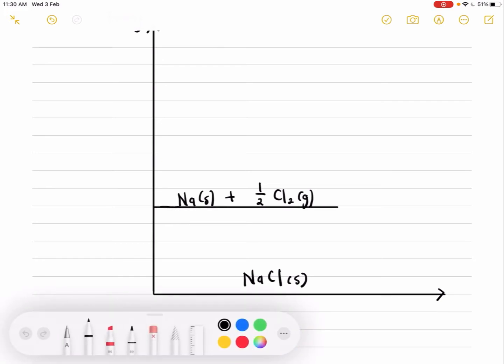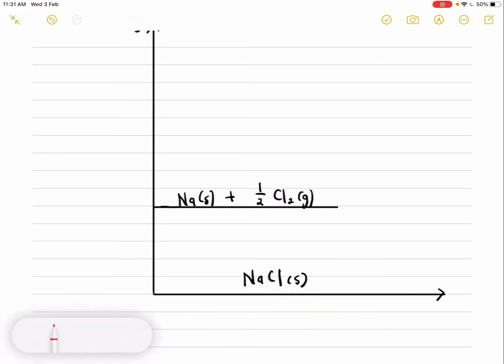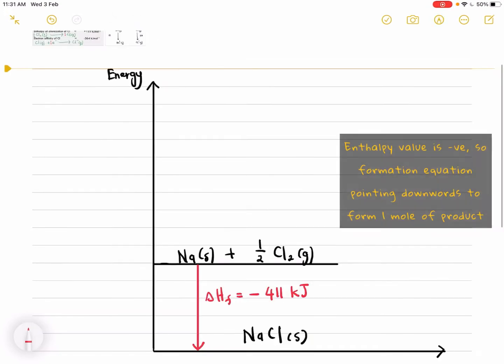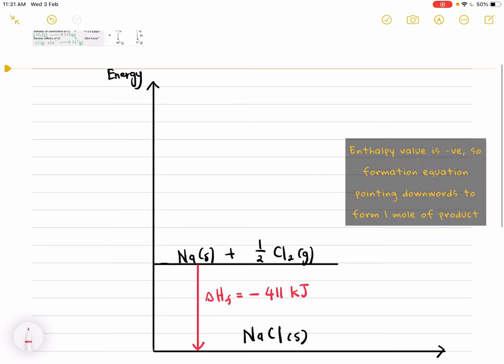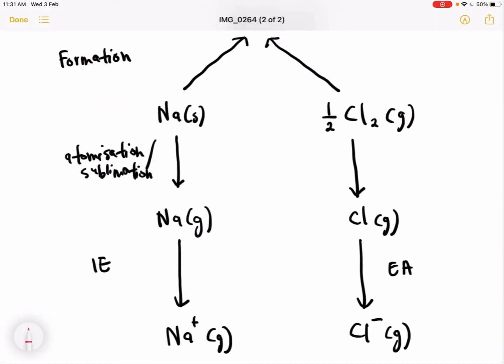So according to the enthalpy value just now, the value is negative. So these two elements will react to form NaCl. Okay, so that is actually the equation in enthalpy of formation: Na solid plus half Cl2 forming NaCl solid. So why is this arrow pointing downwards? Because the enthalpy value of this reaction is negative. Okay, so we have done with our first planning, that is formation.